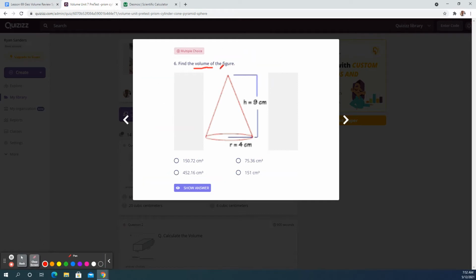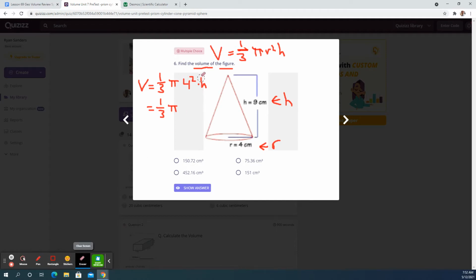Find the volume of the figure. Looks like we have another cone here. So volume is equal to, do you remember the equation? It's 1/3 of the cylinder, which is pi r squared times height. This is our height. This is our radius. So we have volume is equal to 1/3 pi r is 4. That gets squared times the height. 1/3 pi, I need to plug in height right here. Height is 9.